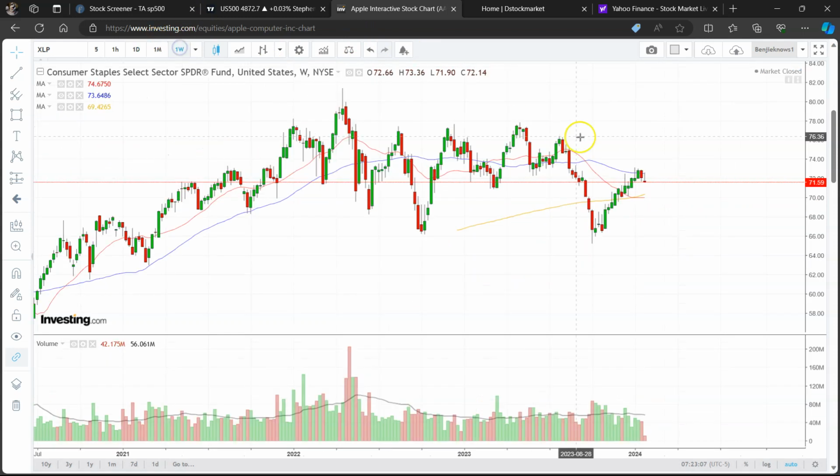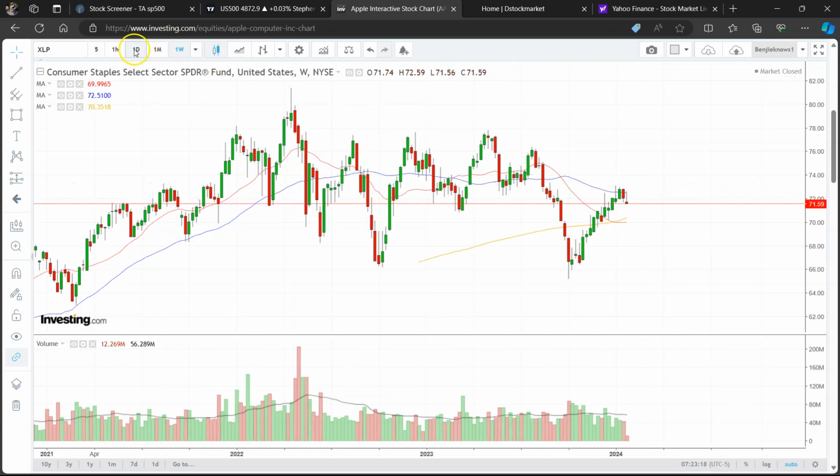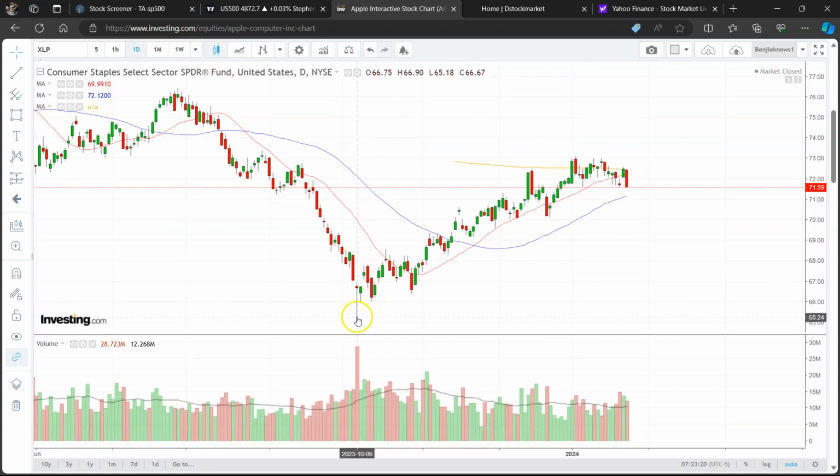Consumer staples, the weekly chart, lots of congestion and resistance area here, which is why it's difficult for it to rise. Recently it just broke out of this ascending triangle bottom. The ascending triangle bottom can be a bullish reversal chart pattern. I talk about it in another video, which I'll put in a link in the description below if you want to learn more about the bullish reversal chart patterns.